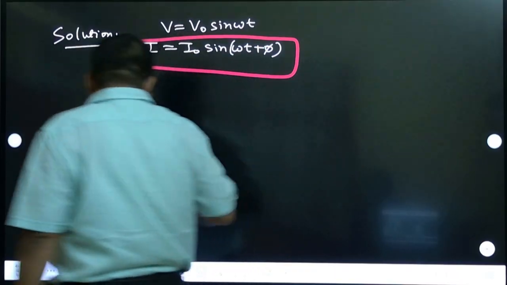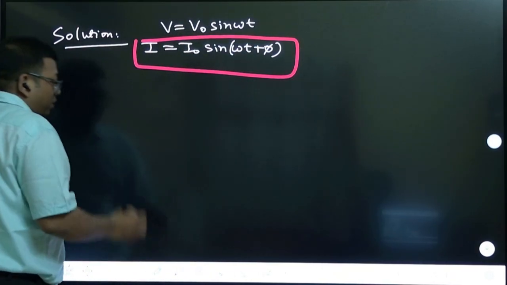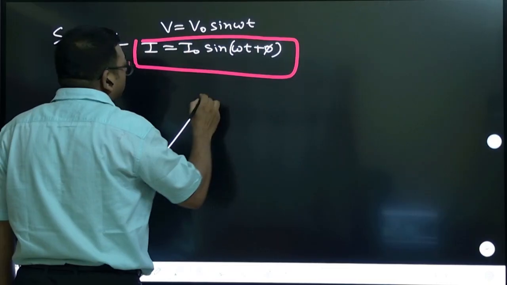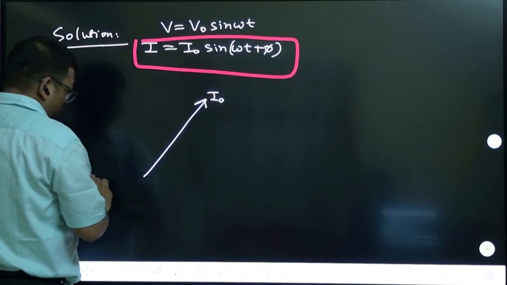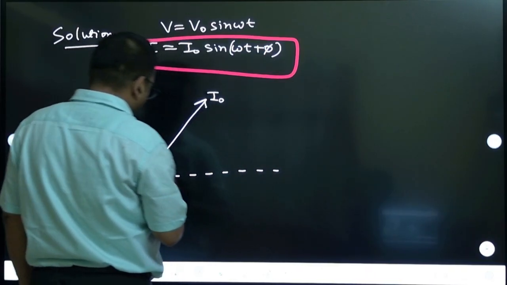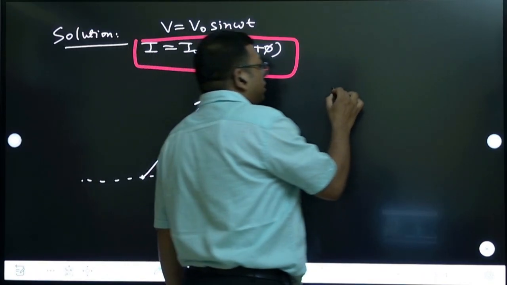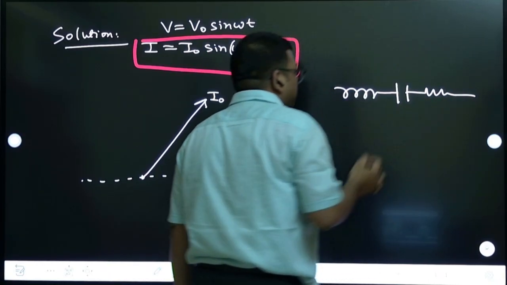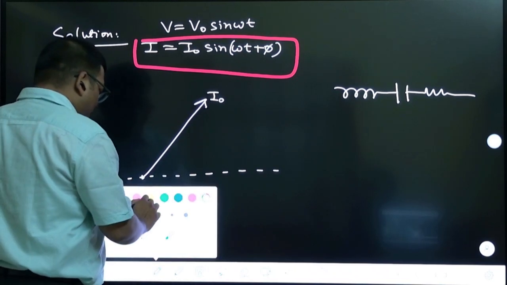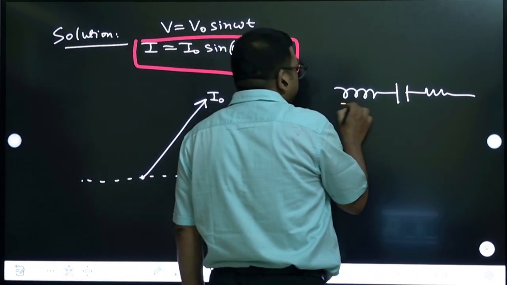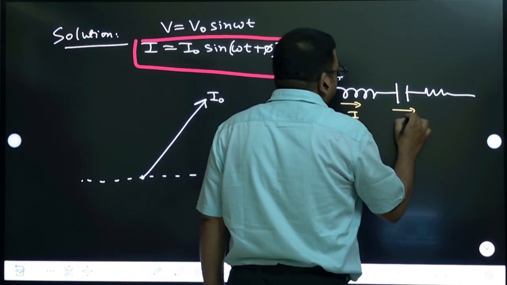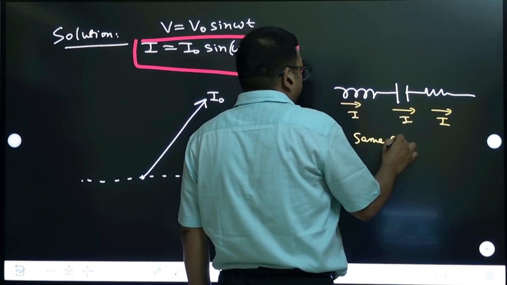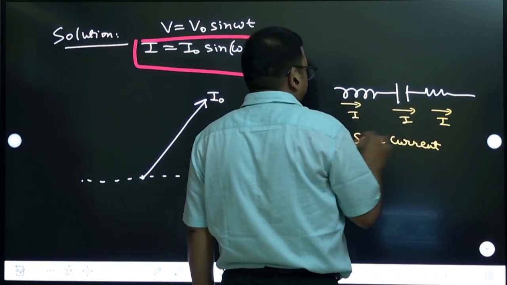So let us draw the phasor now. Which phasor first? Current phasor we are going to draw. So this is the current phasor. Okay, current phasor we have drawn. And note that because the inductor, capacitor and resistor are all in series, the same current is going to pass through them. The current which is passing is the same, I, because they are in series.